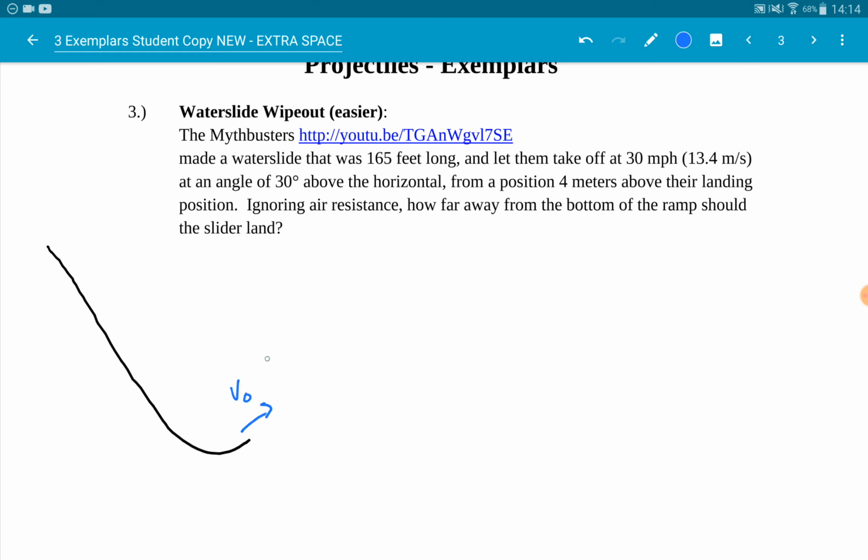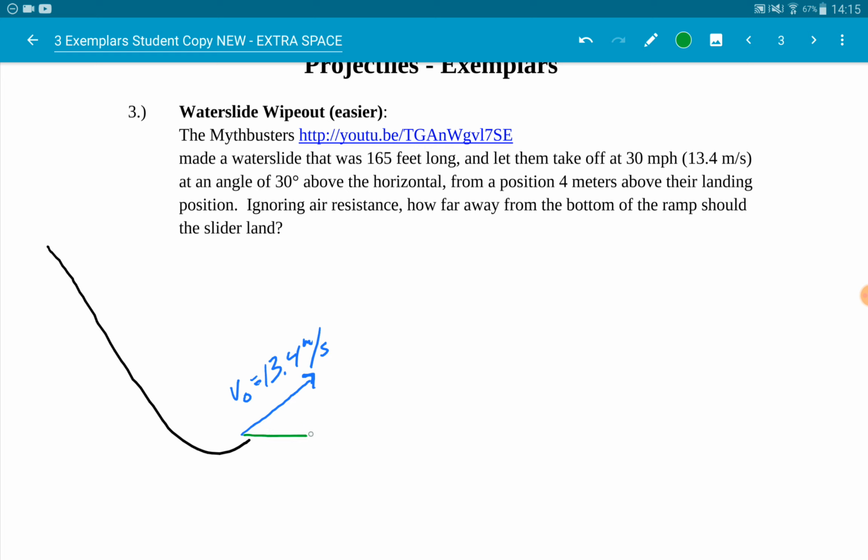Now, V naught is going at some angle there at 13.4 meters per second. We'll use the SI units, standard international units. That is an angle of 30 degrees off the ground there, so I should draw that vector a little bit bigger and neater. And then I can draw the component vectors a little bit nicer and neater as well.